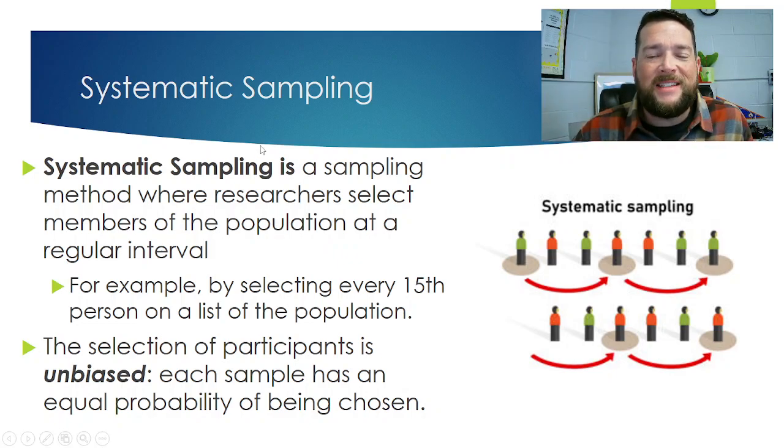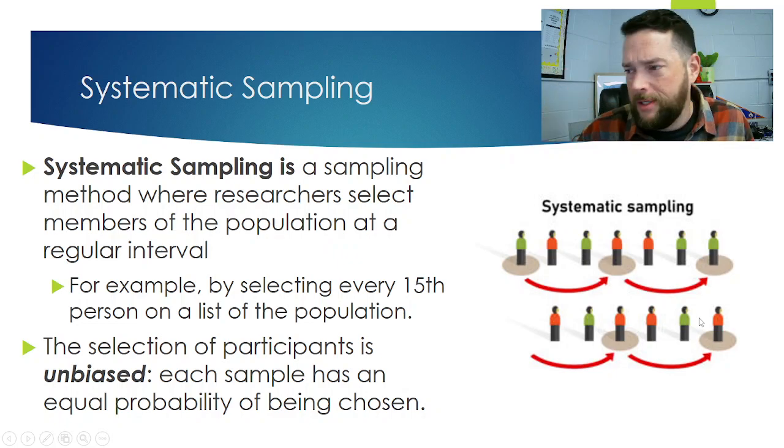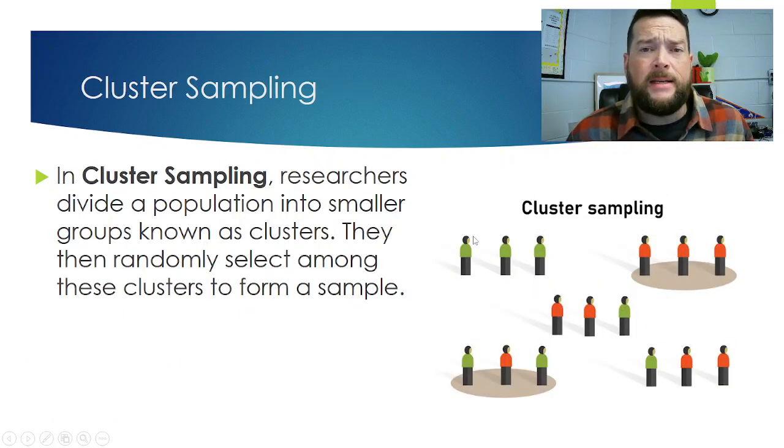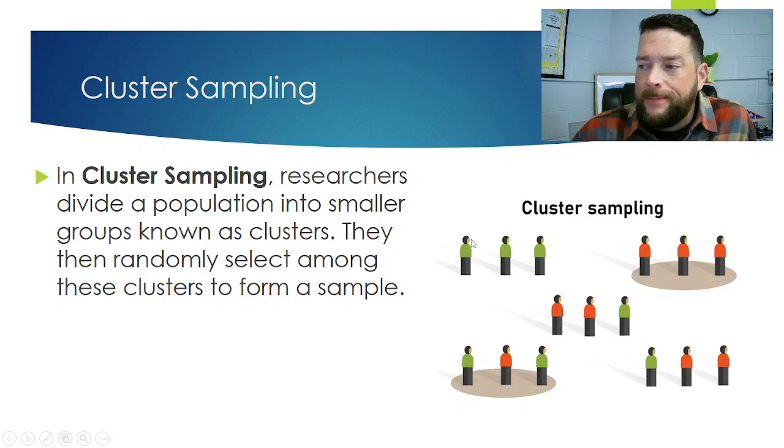So systematic sampling is taking regular intervals. And you can kind of see the graphic here, how the first and then the 4 people down, so the third, the next 3. So they're taking regular intervals of every third person on this one. All right, next one, cluster sampling.